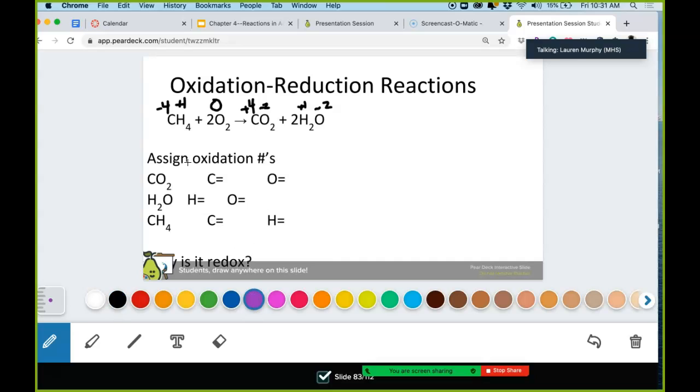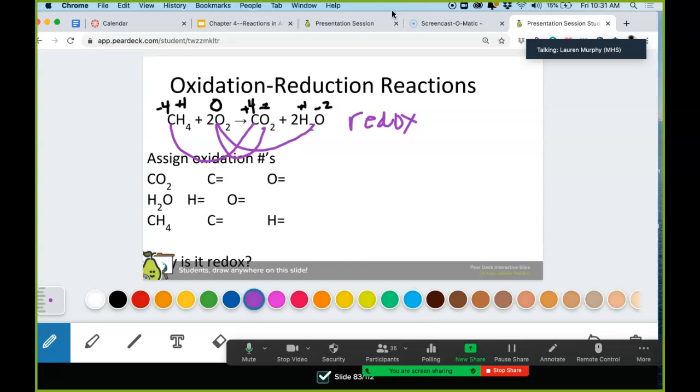So look, the carbon went from -4 to +4, and the oxygen went from 0 to -2 in both instances. So this is a redox reaction because oxidation numbers changed. This is -4, now it's +4. Question so far?